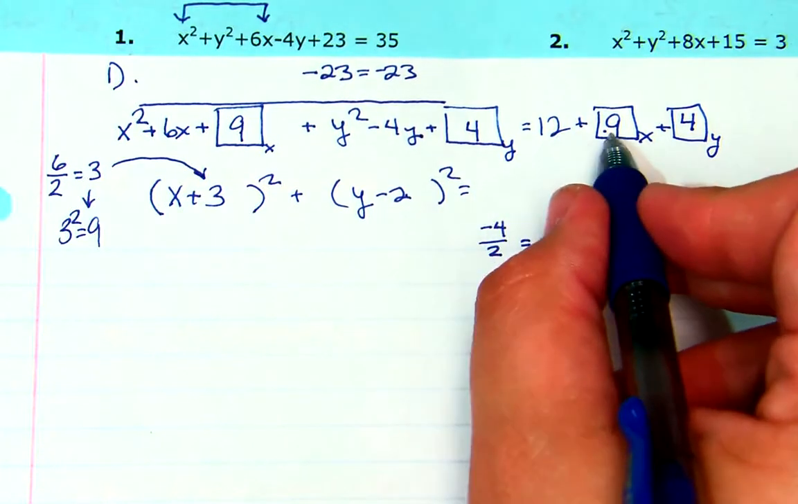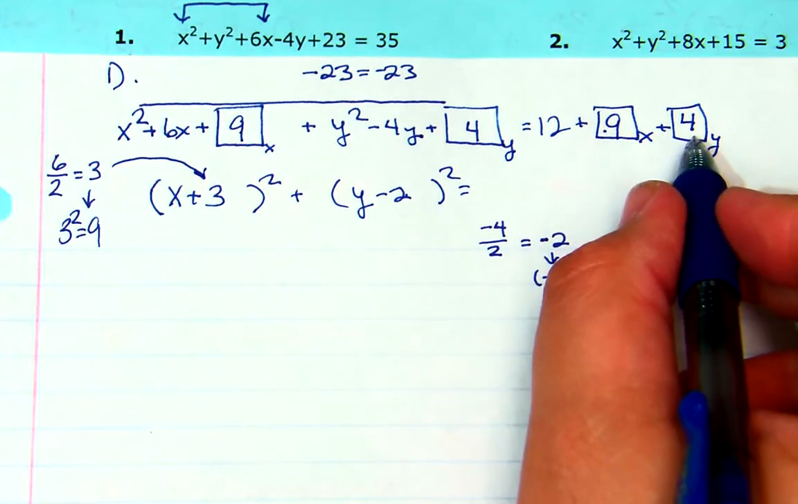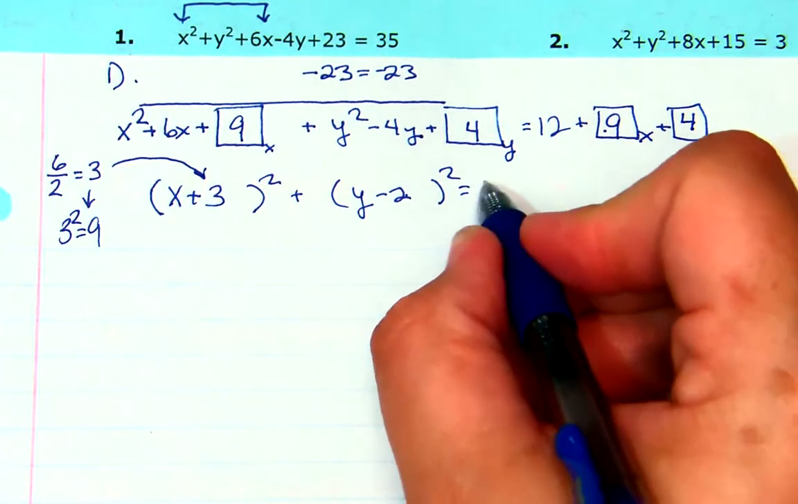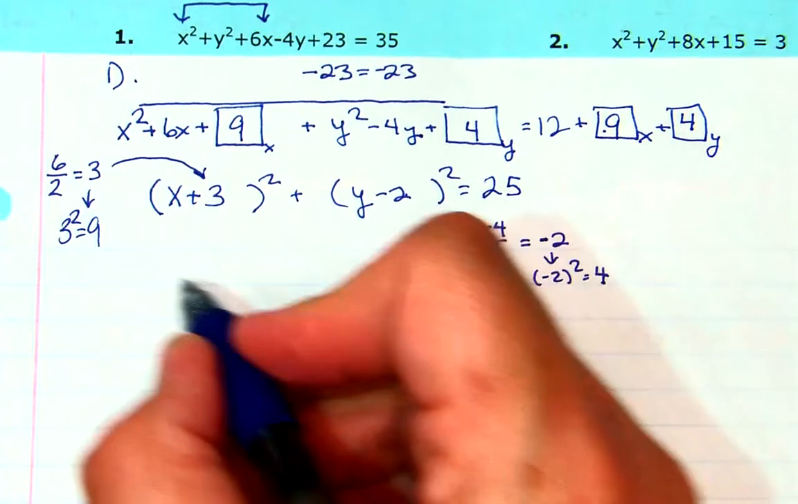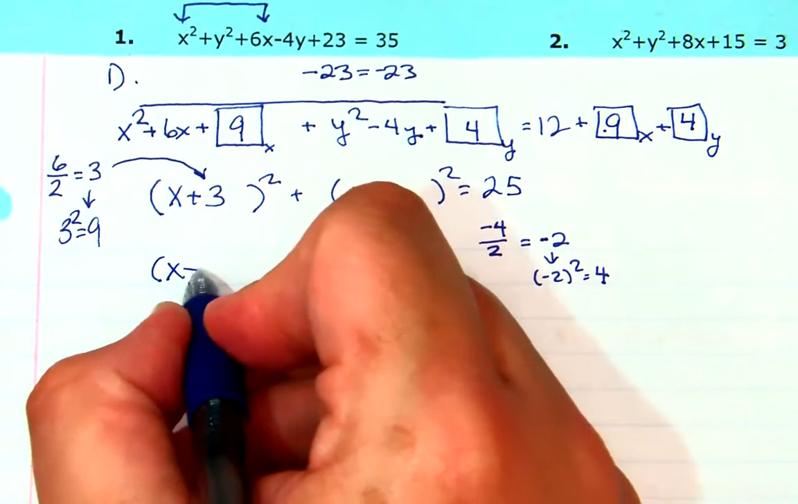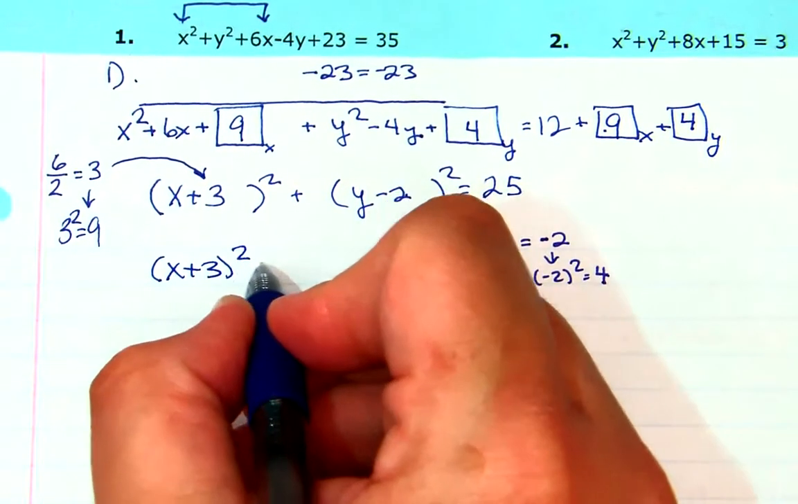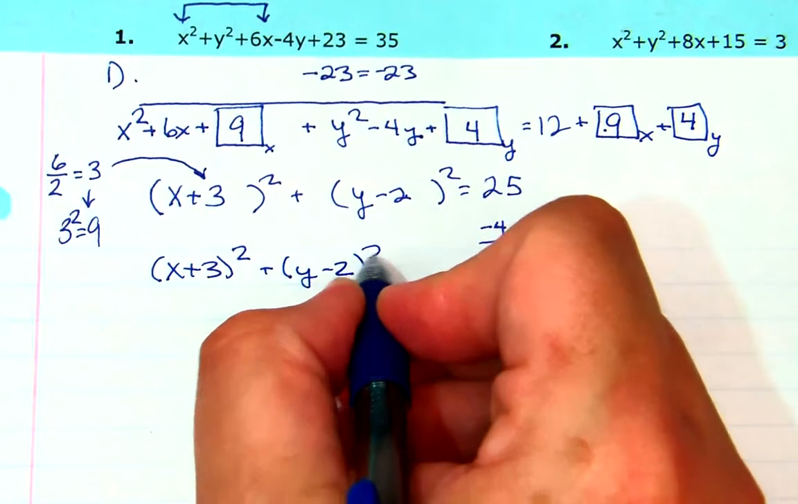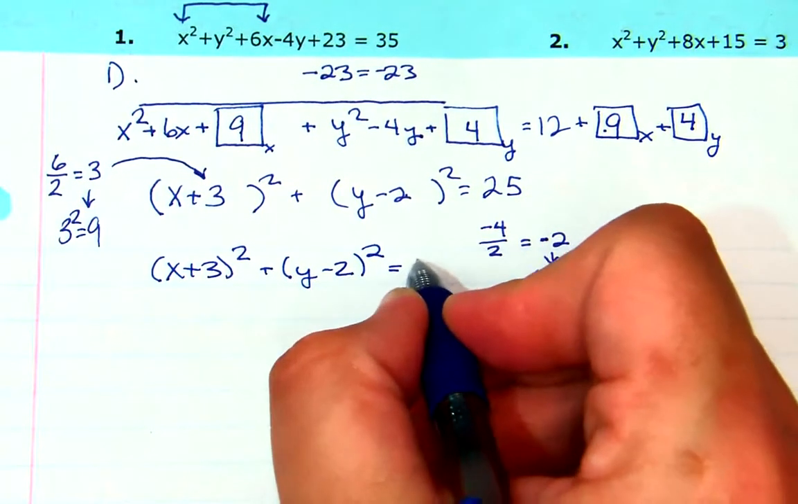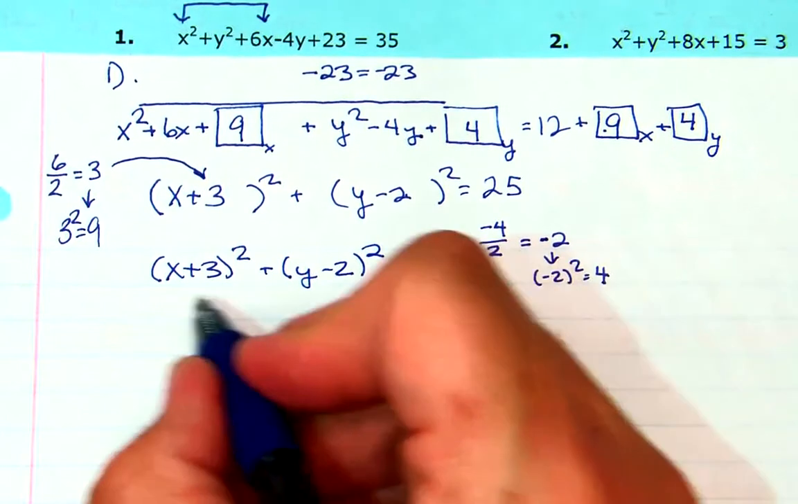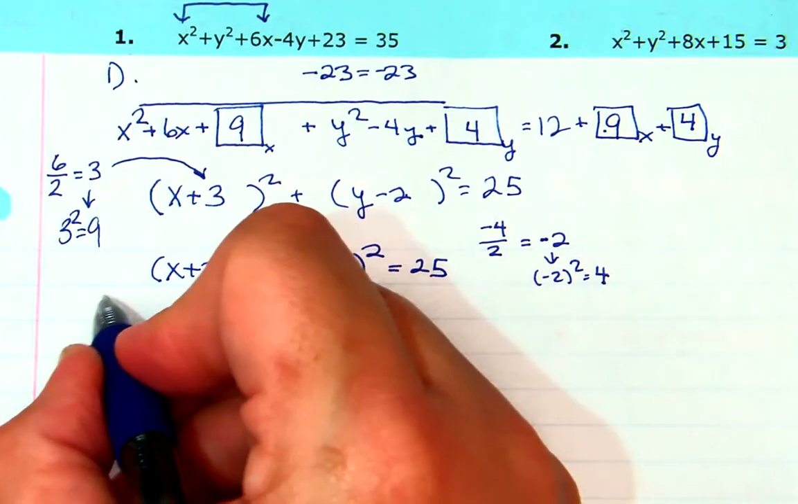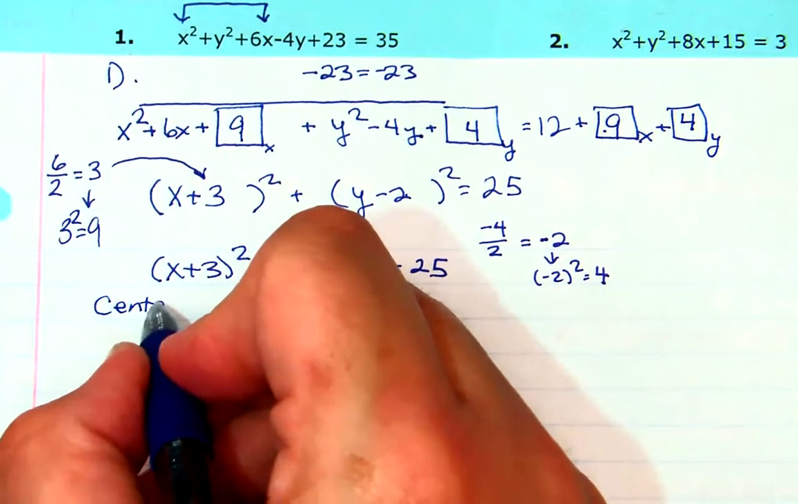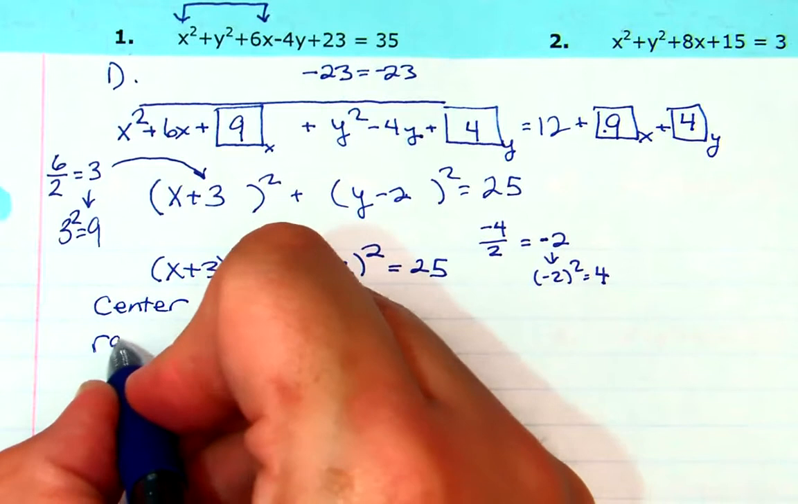what's 12 plus 9? 21 plus 4. 25. So the equation that I have is x plus 3 quantity squared plus y minus 2 quantity squared is equal to 25. Now, from here I can figure out my center and I can figure out my radius.